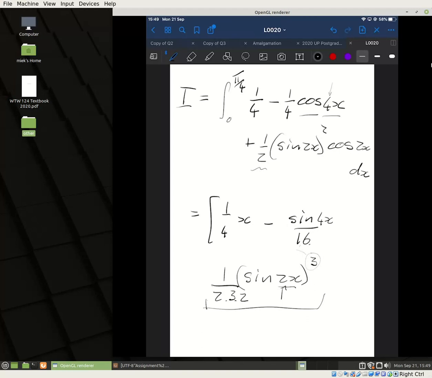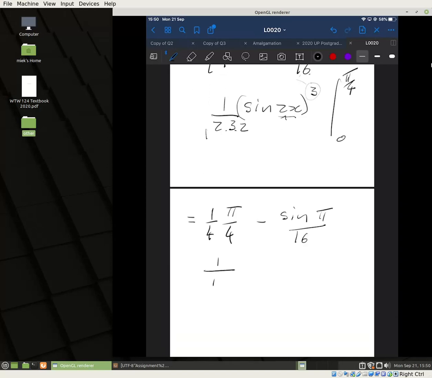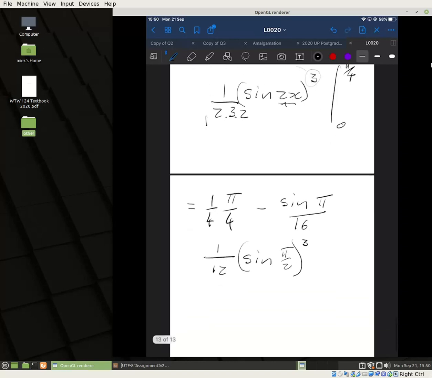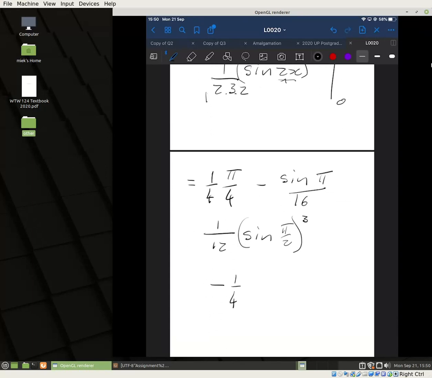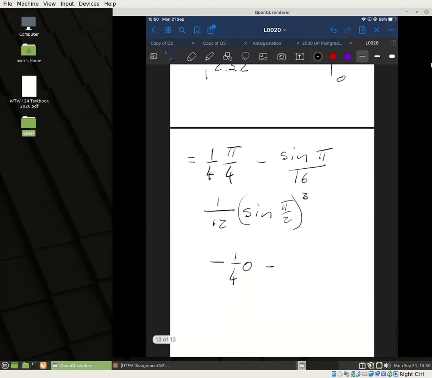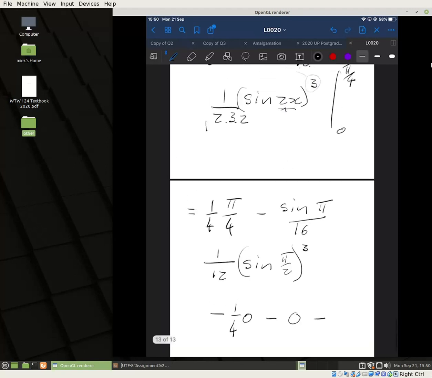So here we have our last term, and here we can now substitute in our bounds, and if we do that, that becomes 1 over 4 pi over 4 minus sine pi over 4 times 4, sine pi over 16, 1 over 12 sine pi over 2, and that is cubed, and now minus 0, minus 1 over 4 times 0, minus 0, sine of 0 is 0, and similarly here as well, minus 0.